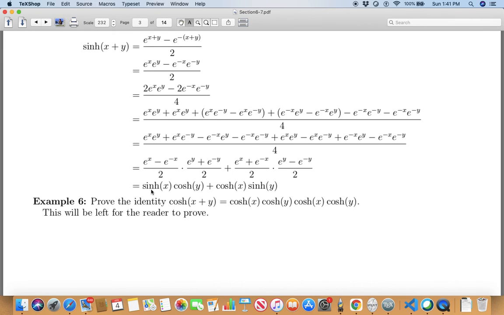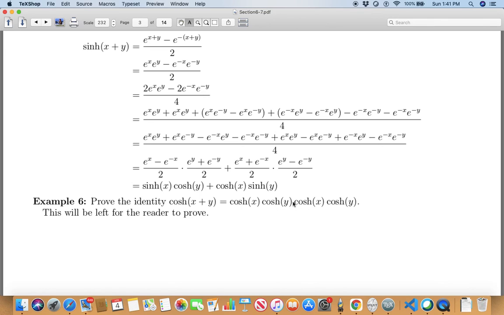What is this? Sine hyperbolic x. What is this? Cosine hyperbolic y. What is this? Cosine hyperbolic x. This is sine hyperbolic y. So it's simple calculations. The last identity: cosine hyperbolic of x plus y equals cosine hyperbolic x, cosine hyperbolic y.